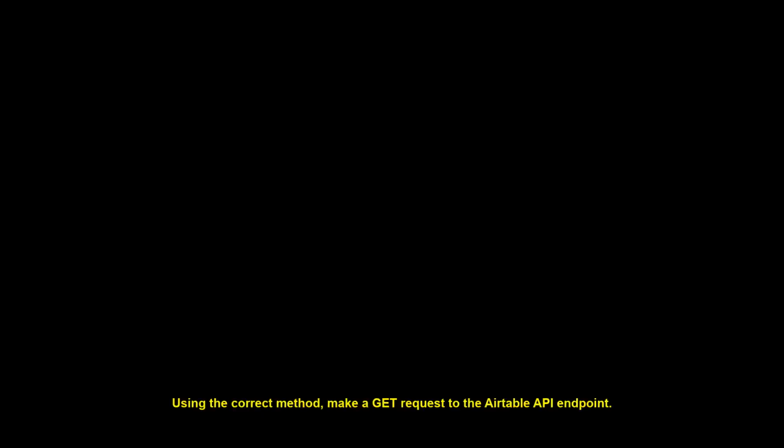Using the correct method, make a GET request to the Airtable API endpoint. Check the response status code to ensure the request was successful. If successful, parse the JSON response to extract the project data. Handle any errors that may occur during the request process. For a smooth experience, consider implementing a retry mechanism for failed requests.